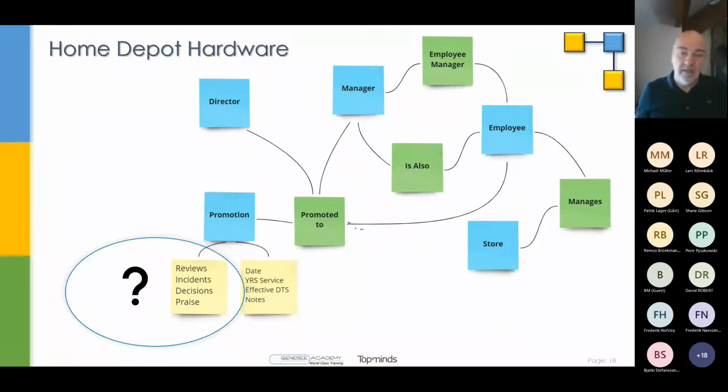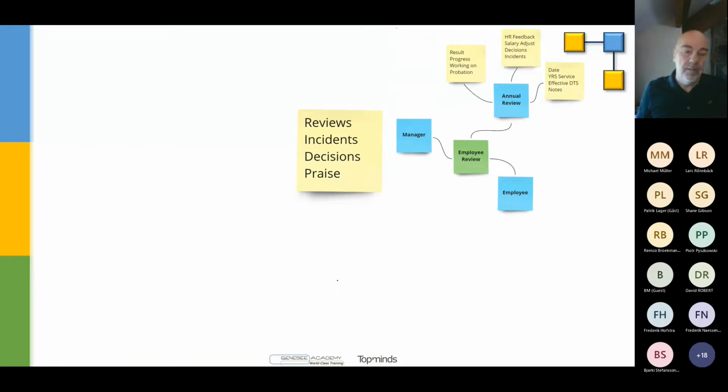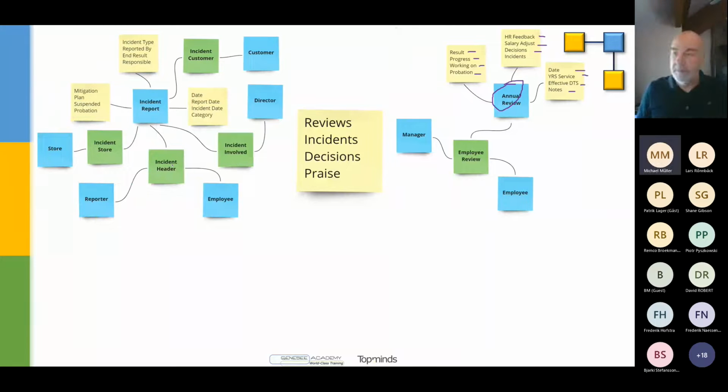Let's take a look at just this satellite, which is, again, not something crazy that we would track. It says reviews, incidents, decisions, and praise. Well, reviews, if we track them, that's its own model. Now you've got a manager, an employee, there's an annual review, there's a result, there's progress on it. What are they working on? Have they been on probation? HR feedback, salary adjustments, what decisions do they make? That comes back to other things we're tracking here. The date, the years of service, effective date for the promotion, any notes. This is not out of line. Maybe this is important for us to track. Maybe it's not. I'm not sure. That's something it could be.